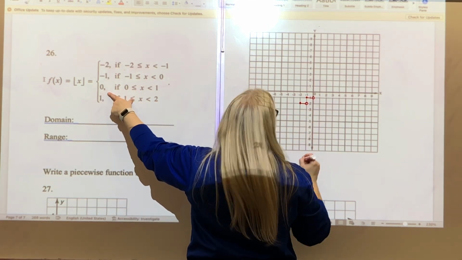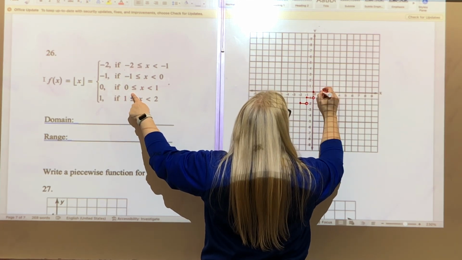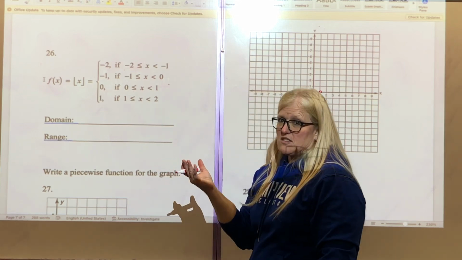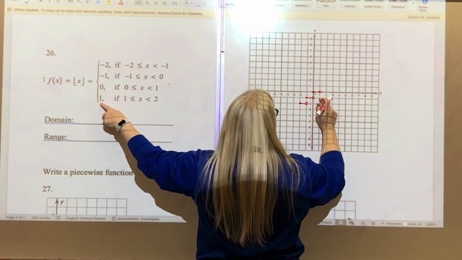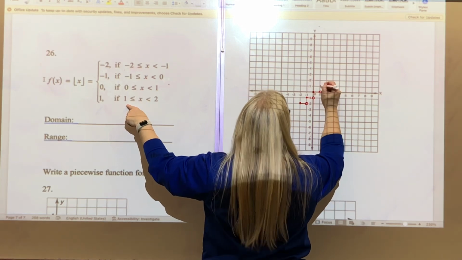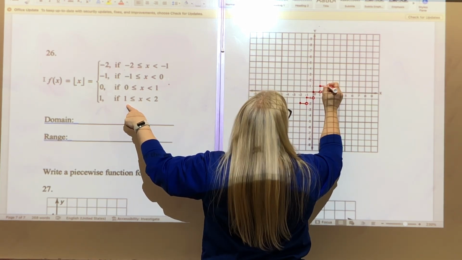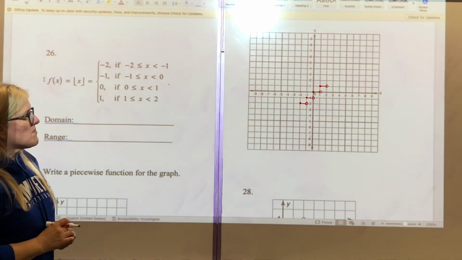Okay, the line 0, it goes from 0 to 1. Now watch these because sometimes they skip. This one doesn't, but sometimes they'll skip, like you saw in the homework. So here's 1, and it is going from 1 to 2. That's tiny.